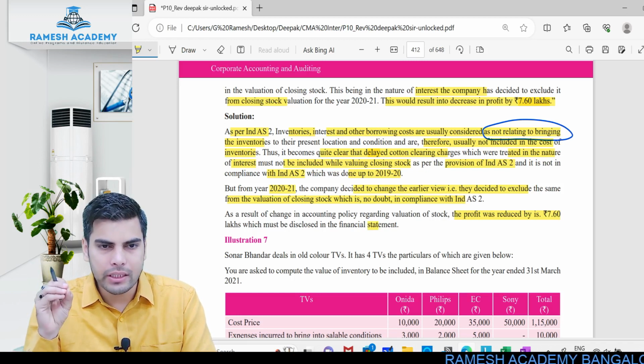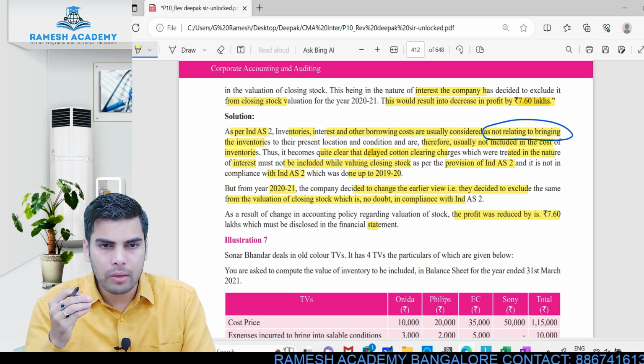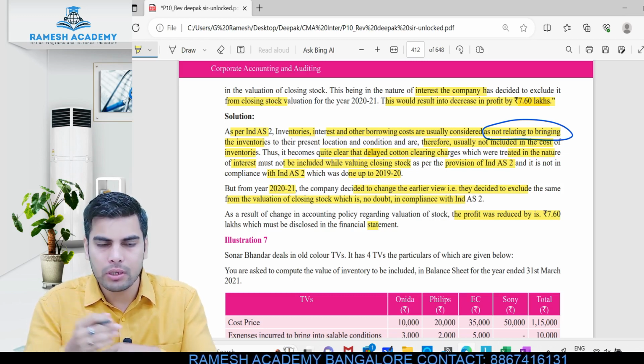Any interest cost or finance charge will not be considered as other cost which is necessary for the purpose of bringing the product to the present location or condition. Therefore, it will not be forming part of cost of inventory. So therefore, it has to be excluded from the cost of inventory.